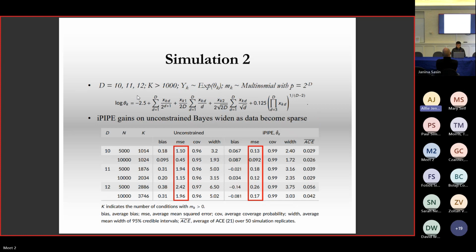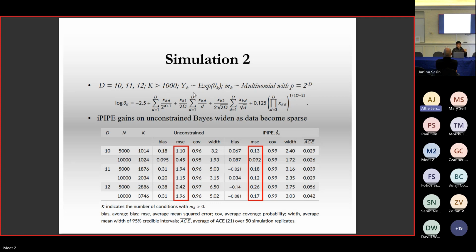And so, in all the examples I've illustrated, the dimension is low, mainly because it's easier to illustrate, but the IPipe can actually be implemented in high dimensions, which is one of the motivations for my work. So in this simulation setting, I explore up to 12 dimensions. So we have 12 axes.